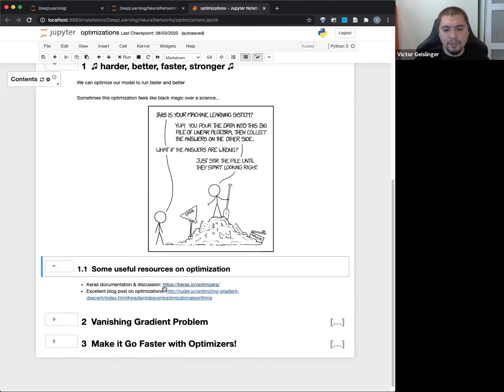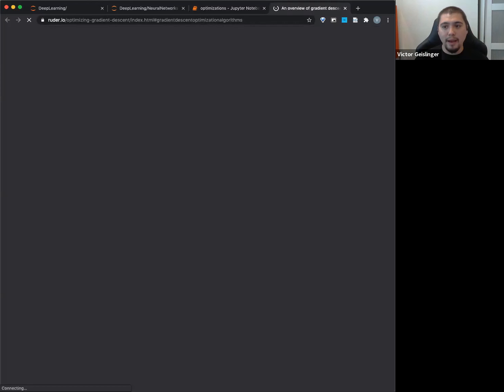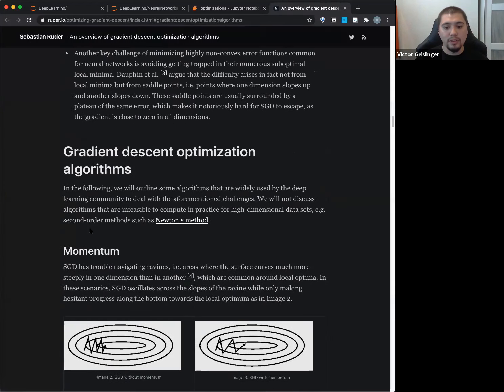I had some resources shared on the notebook. Remember, you can find this all in the repo online, and for recordings, it's in the description. I think you know where to find it, so I'm not going to bother showing you again. But Keras has a lot of optimizers built in. You can actually design your own optimizer too within Keras's API, which is pretty cool. And then there's a great post right here about optimizers and what these different things look like.